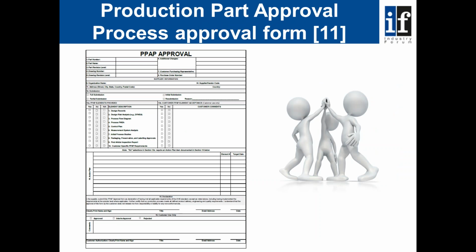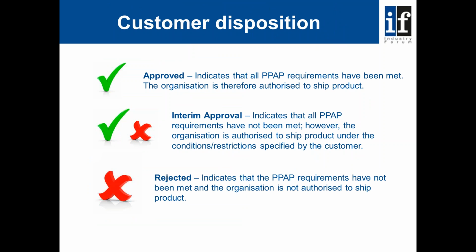If we think about the product approval form, then it's a straightforward document that encapsulates the reason for the submission, the documents that have been submitted, and then finally the customer's disposition with any comments or instructions that are associated. Thinking about customer disposition then, we have three possibilities. The first possibility is that the PPAP file, the product and the supporting data are all acceptable. So this indicates that all of the PPAP requirements have been met. The organisation is therefore authorised to ship product.